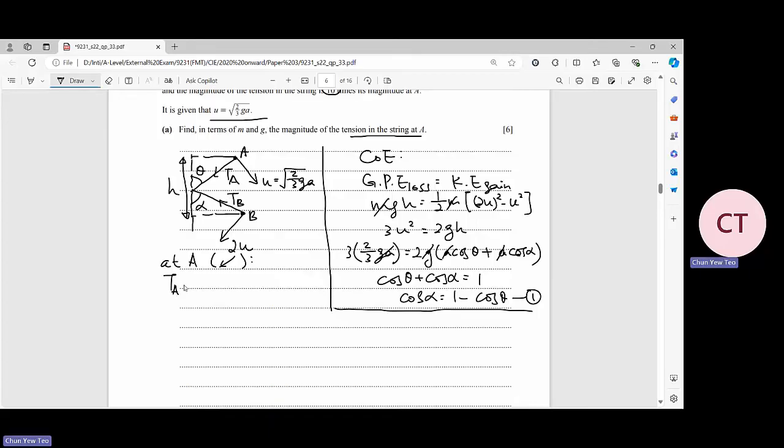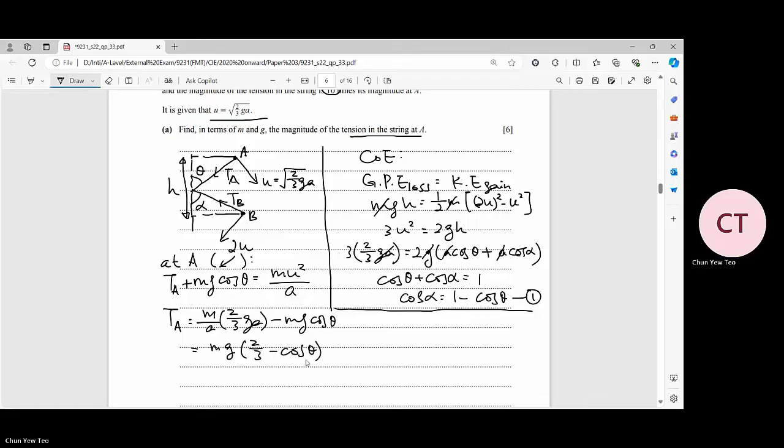So dA plus mg cos theta is equal to mu squared over a. So you get dA is equal to m over a u squared minus mg cos theta. Take the mg out, you get 2 over 3 minus cos theta. This one is equation number 2.